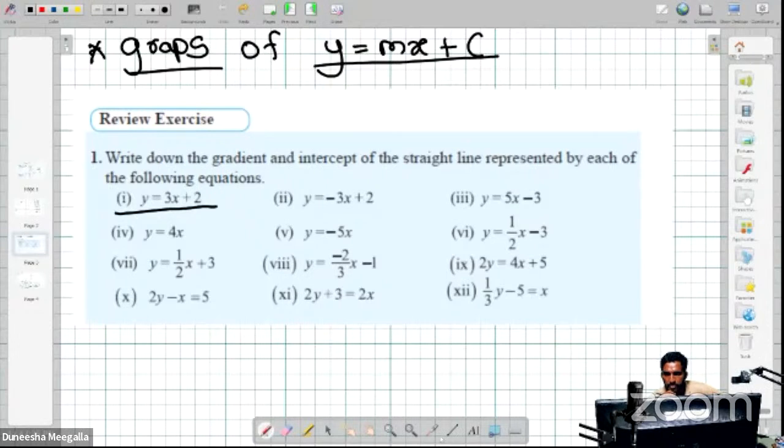Did you understand these? Say the answer. Okay, sir. We denote the gradient by m, and the intercept by what? c.